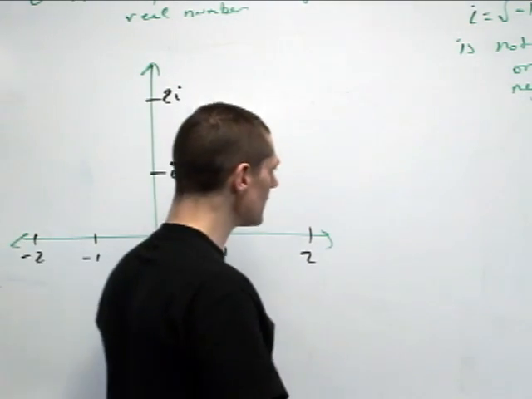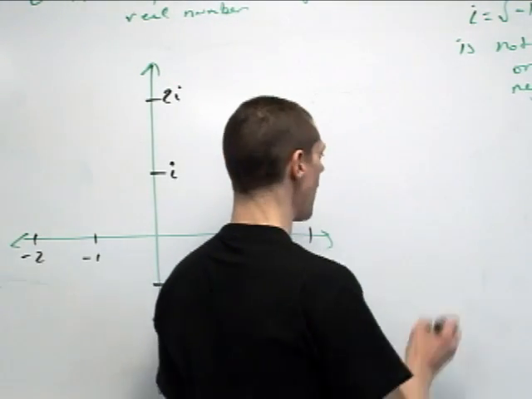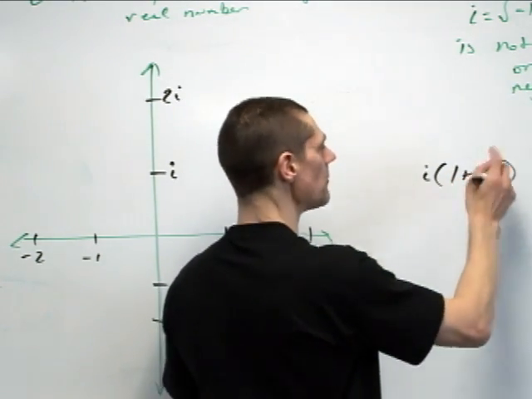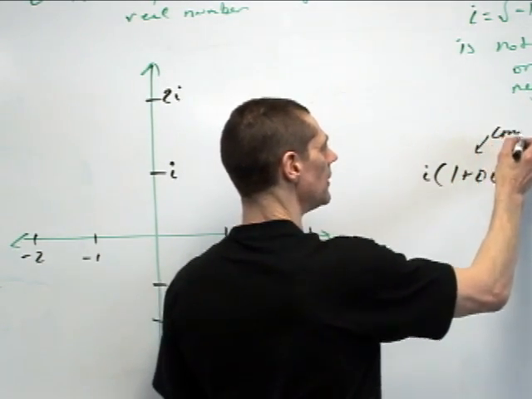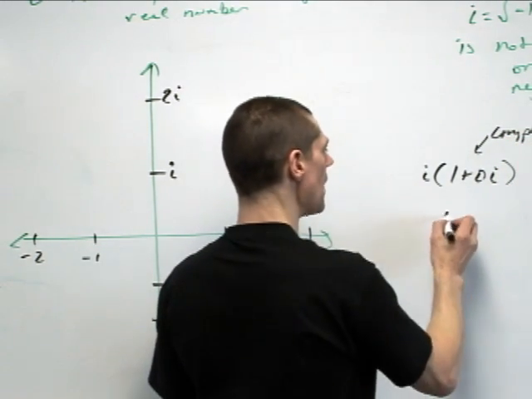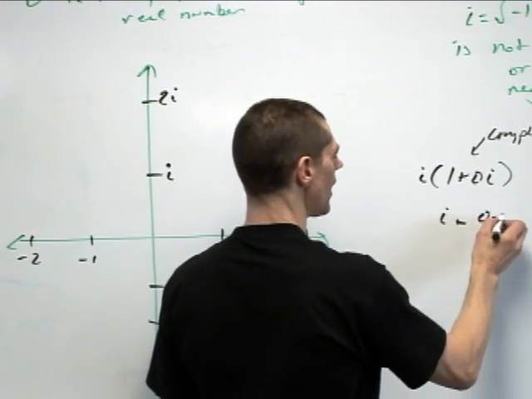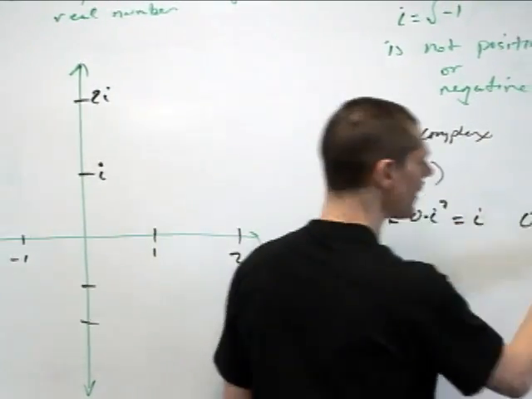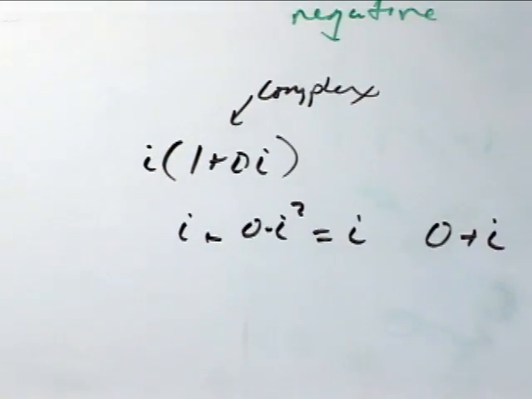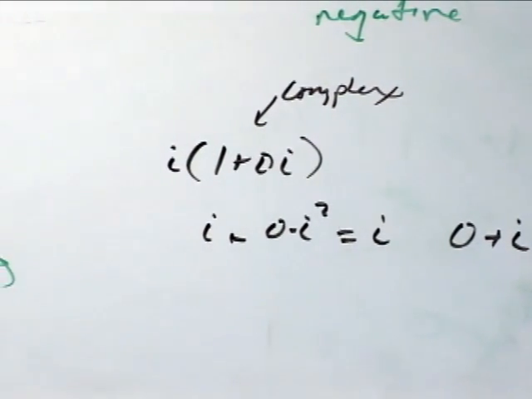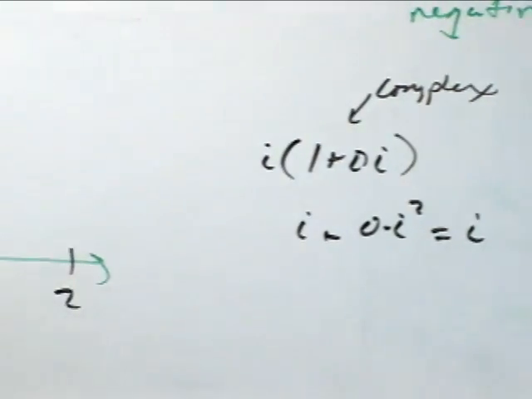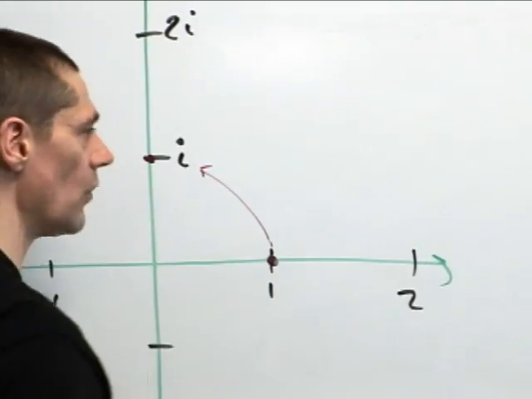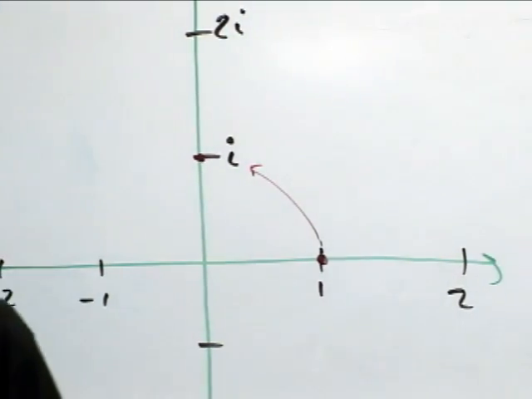What happens if you multiply a number by i? So what is i times 1 plus 0i? And I'm just saying that this is complex. So this is going to be i plus 0 times i squared. This is, of course, just i, which in theory you would write as 0 plus i. I'm going to stop doing that. But so if we start here and multiply by i, we move here. So this is what happened. And I want to show you something amazing.